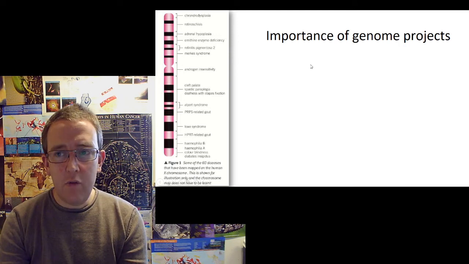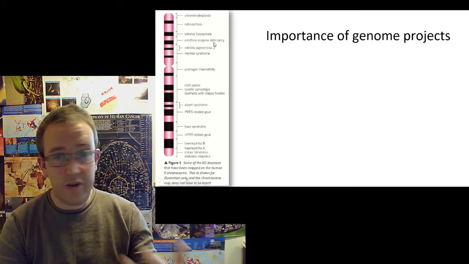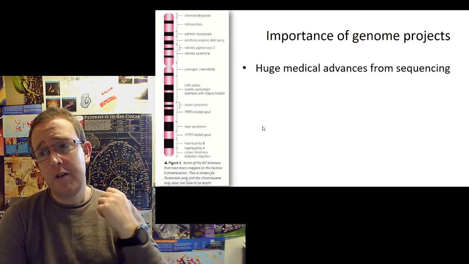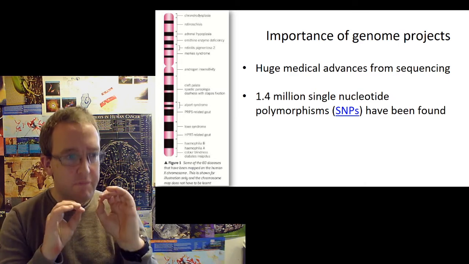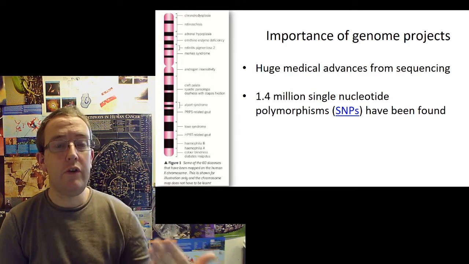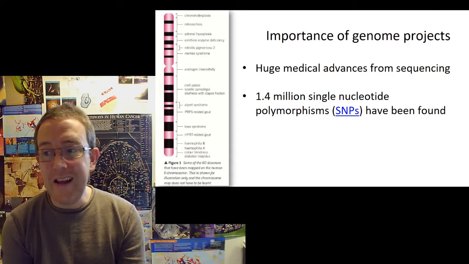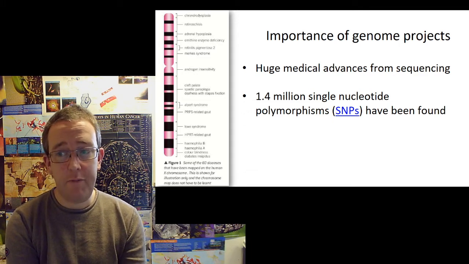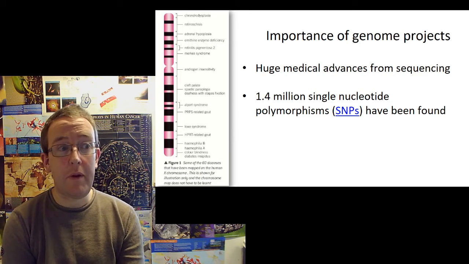But there we go. And all of these genes here, the ones that code for genetic conditions, are on the X chromosome, which means they affect men disproportionately to women. So we've got huge medical advances that have come from sequencing. We've found loads and loads of these variations in the chromosomes that are linked to particular diseases, disorders of a genetic nature. 1.4 million of these so-called single nucleotide polymorphisms in total have been found. We'll get to what an SNP is in a moment, but you can probably work it out from the name.